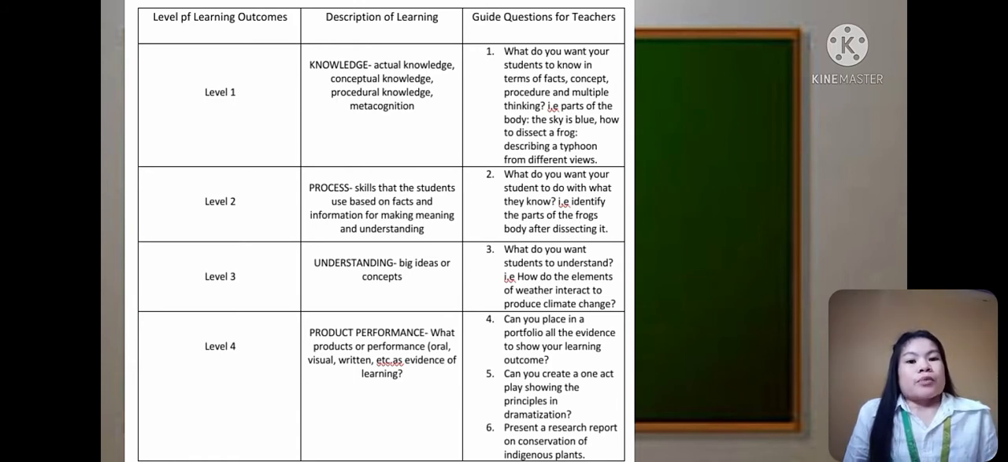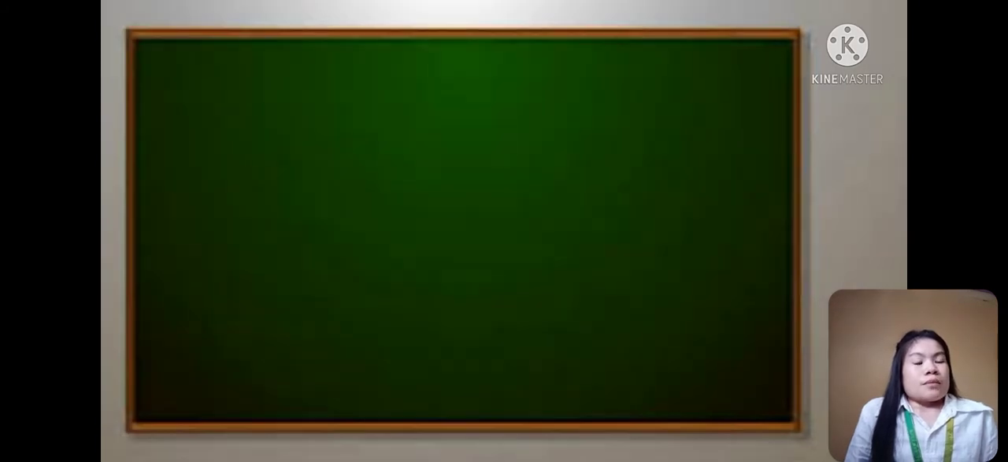Level 4, product or performance: what product or performance, visual or written, can you place in a portfolio as evidence to show your learning outcomes? Can you create a one-act play showing the principle of dramatization? Present a research report on conservation of indigenous plants. Example: portfolio.